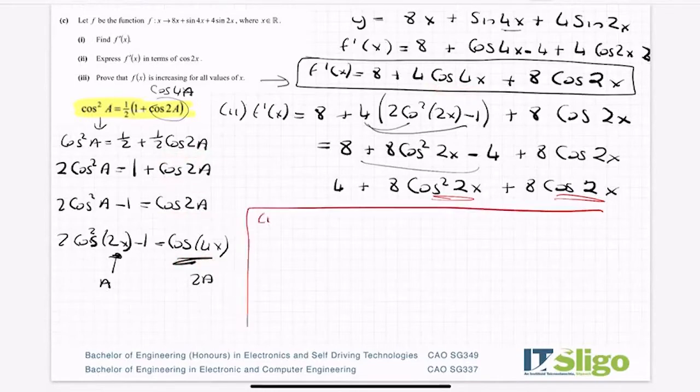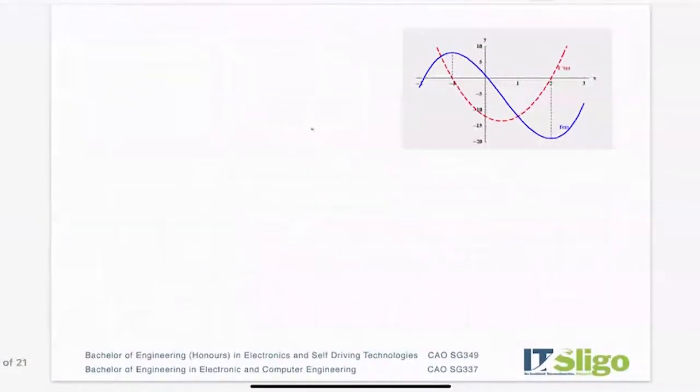Part 3. Prove that f of x is increasing for all of x. So, increasing and decreasing functions. The piece of theory you need to know is that the original function f of x is increasing when the slope is positive. And I think I have a diagram on the next page.